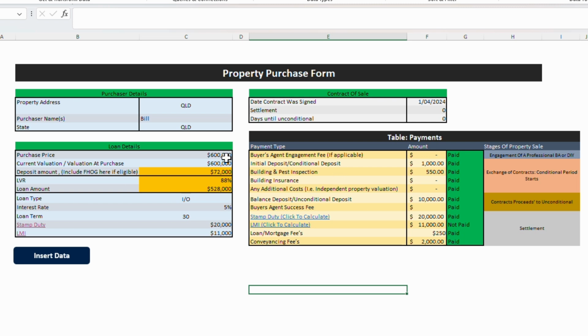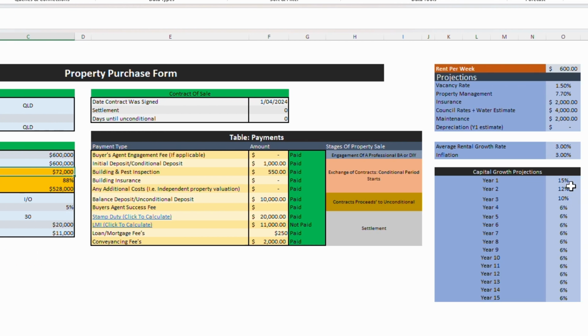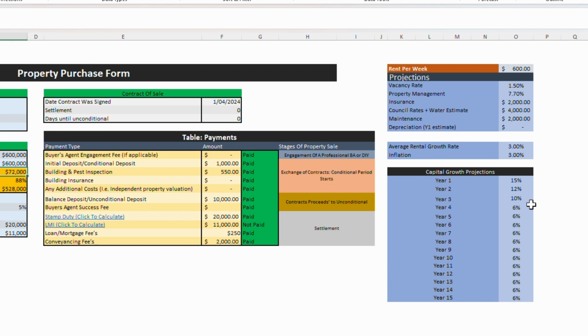So what we're seeing here is we've got the purchase price of 600,000, deposit of 72,000, which is 12%. We're assuming an interest-only loan of 5% over the 30-year loan term. We've got 106,000 in closing costs. And what we're seeing here is a capital growth rate of 15%, declining down to 6% by year 4, which is below the national average of 6.8% right now. So we're being conservative there with long-term estimates.